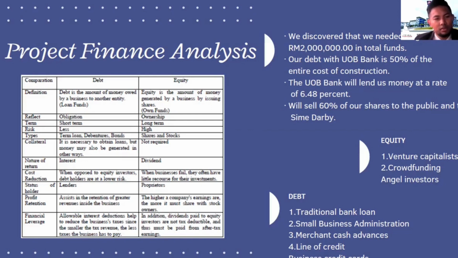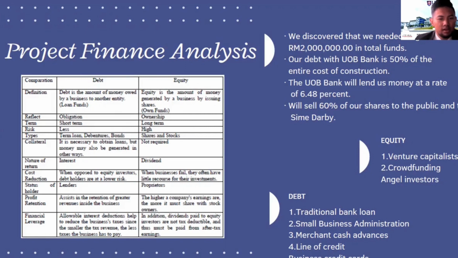And for the cost reduction, as opposed to an equity investor, debt is at a lower risk. When business fails, equity investors often have little recourse for their investment. The status of the holder for debt is lender, and the status of the holder of equity is proprietors.